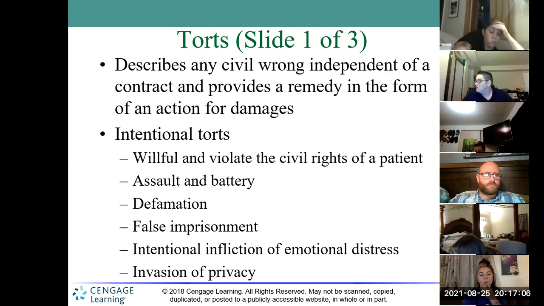Now, let's see, intentional infliction of emotional distress. So these are remarks that are made to the patient that cause emotional distress, and then invasion of privacy. So that would be, like I talked about earlier, disclosing of that private information.